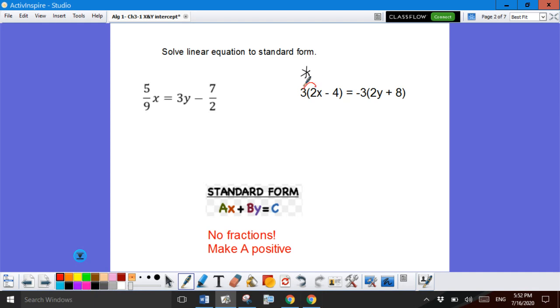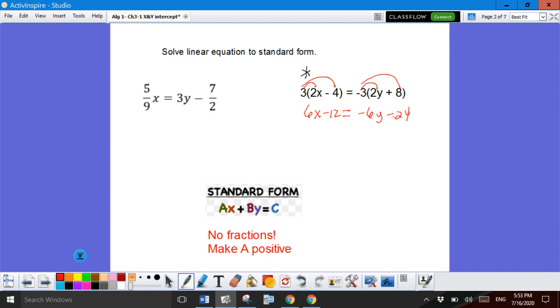Okay, let's see how you did. So I'm going to go ahead and start on this first one. And I'm going to go ahead and do my distribution, because I know that I can't have any parentheses when I need standard form. So 3 times 2 is 6x. 3 times negative 4 is negative 12. Negative 3 times 2 is negative 6y. Negative 3 times 8 is negative 24.